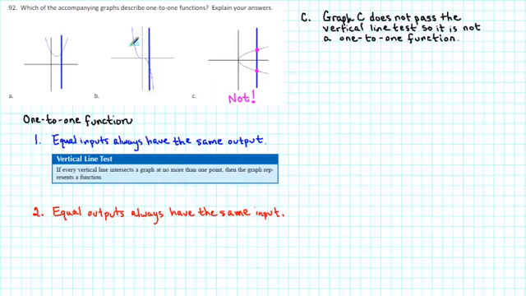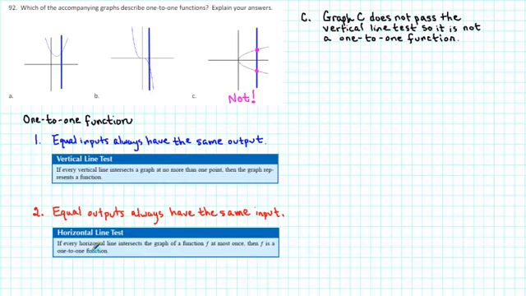Graphs A and B do pass the vertical line test, so it is possible that they could be one-to-one. But we have to check our second property of one-to-one functions. We need to make sure that equal outputs always have the same input. The way that we can do that graphically is to apply the horizontal line test. The horizontal line test says that if every horizontal line intersects the graph of a function f at most once, then f is a one-to-one function.